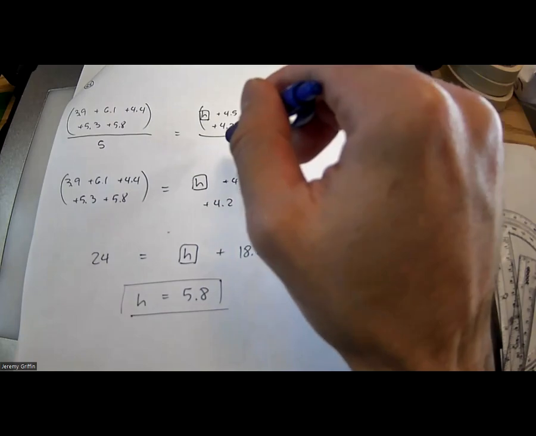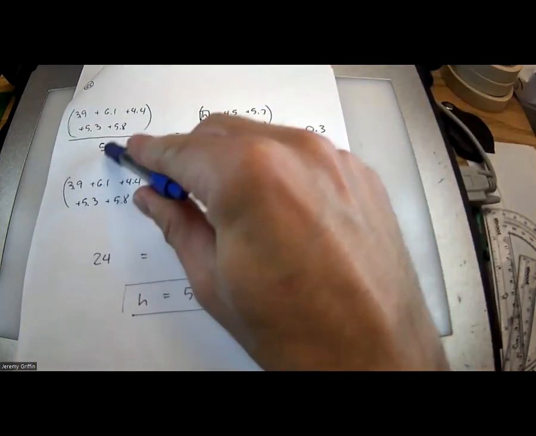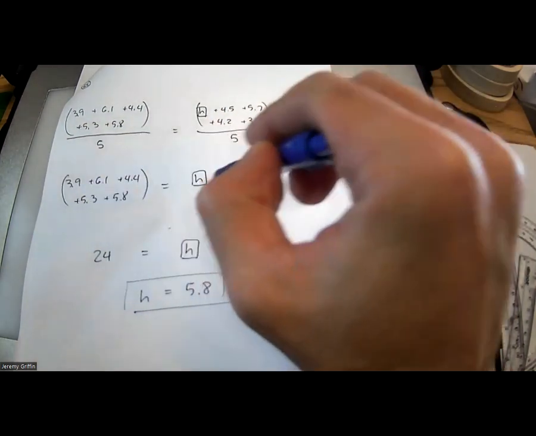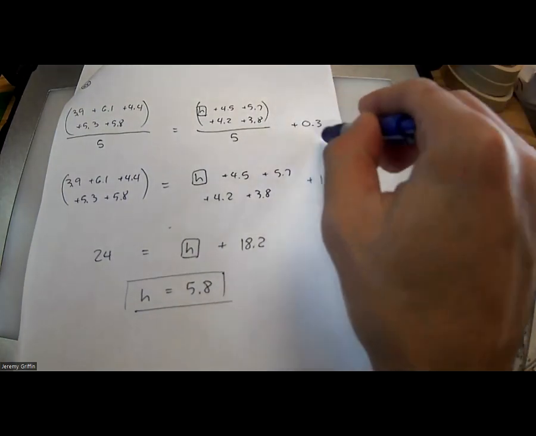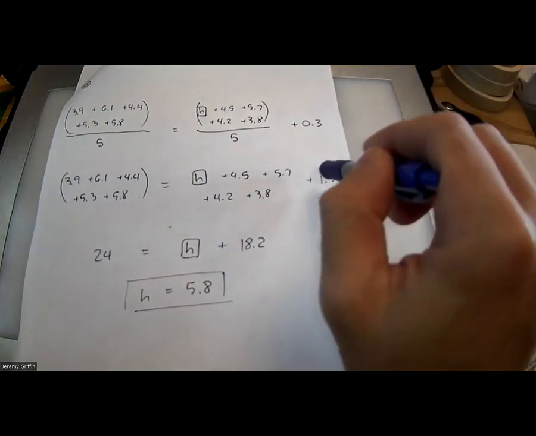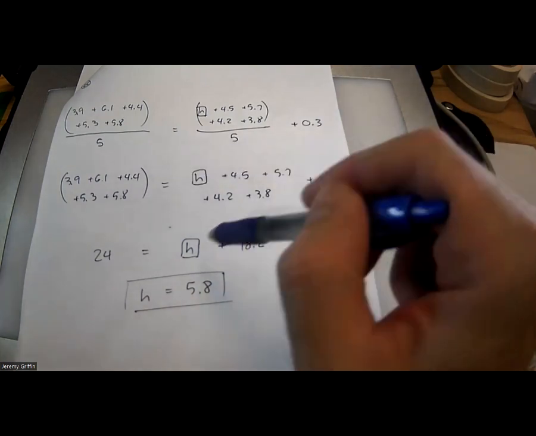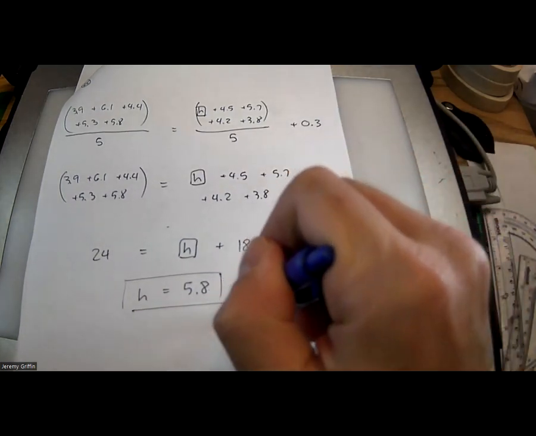Okay. I multiplied everything by 5. There are 3 terms here. Multiply everything by 5 just to get rid of the fraction. So this times 5 becomes this. But then, okay, you've got a bunch of numbers. Just subtract everything over except for H. H is 5.8.